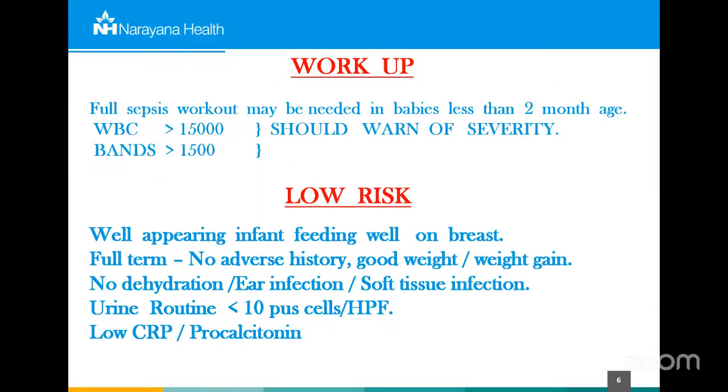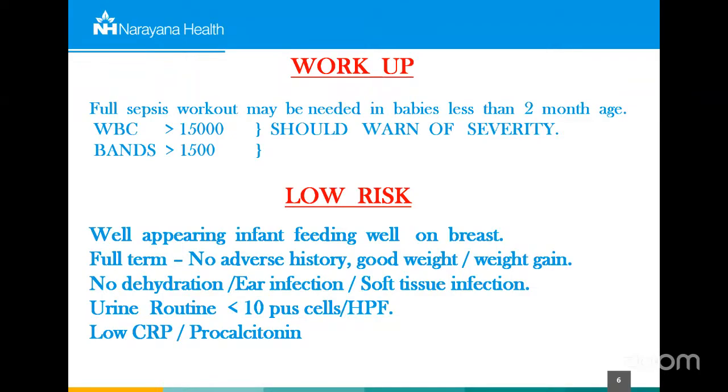A full sepsis workup may be needed, and most important warning signs are if the WBC is in excess of 15,000 per cubic millimeter, and if there are more than 1,500 bands or immature WBCs. So you are sending the children to war. That's not a good thing.